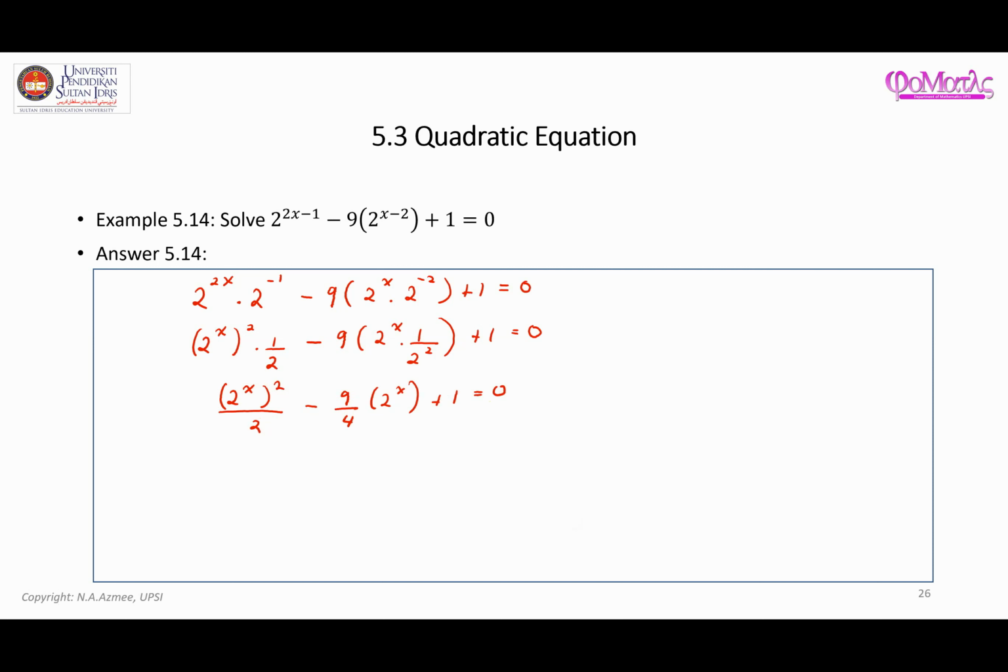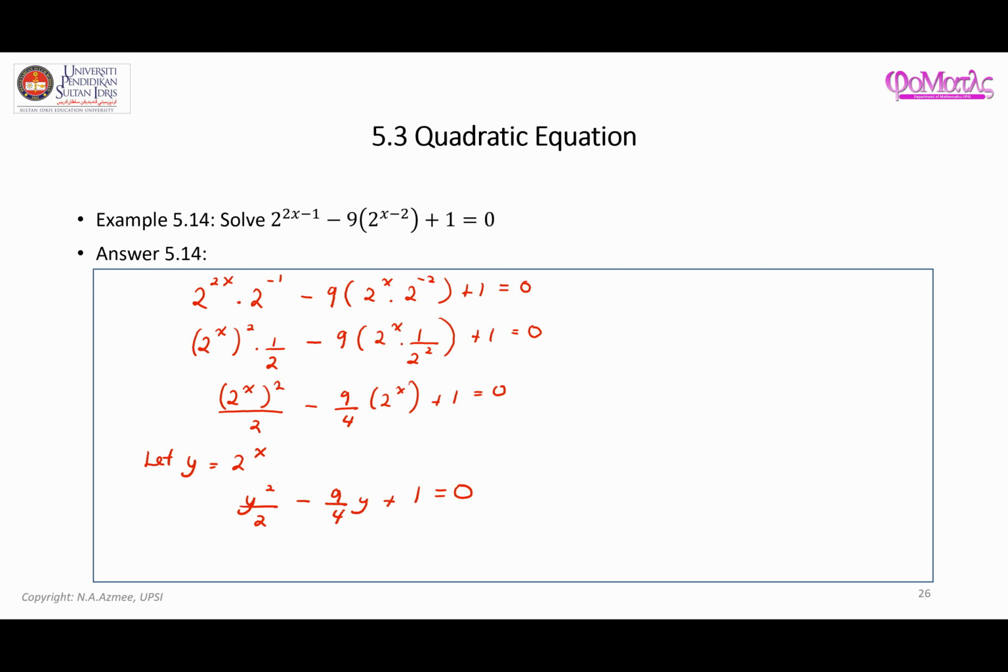Now I can see that I can use a simple alphabet to substitute for 2 to the power of x. So let y be 2 to the power of x. We have y squared over 2 minus 9 over 4y plus 1 equals 0.